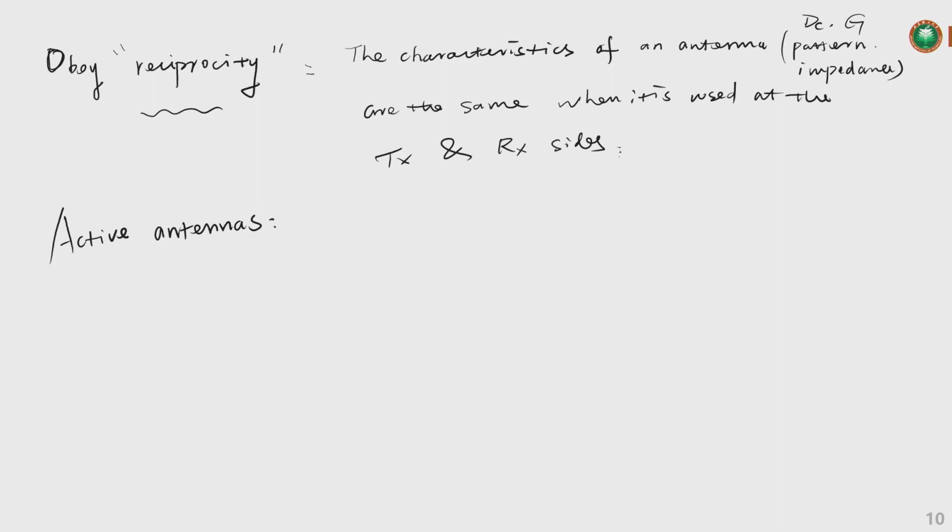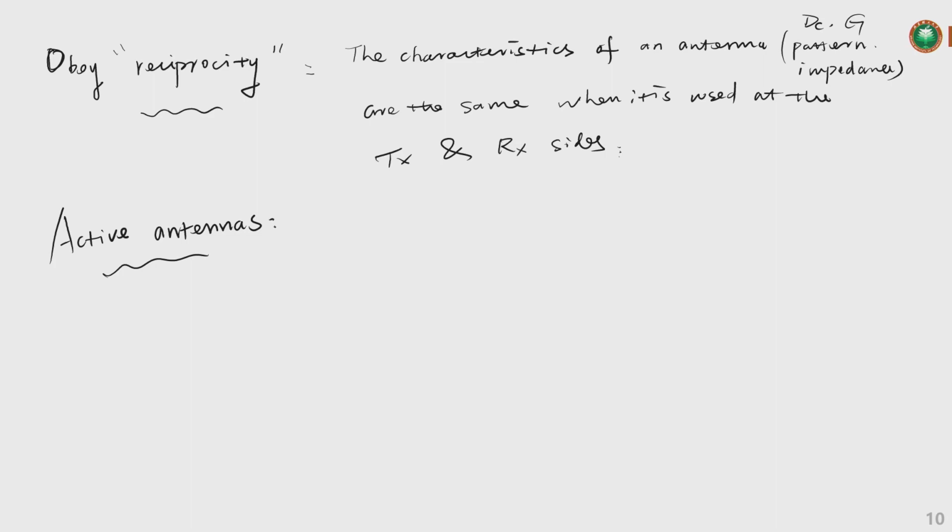So active antennas are a class of antennas that contain active elements or active electronic components. They are different from our traditional antenna arrays. Active antennas are also antenna arrays, but their configuration is different from the conventional array.